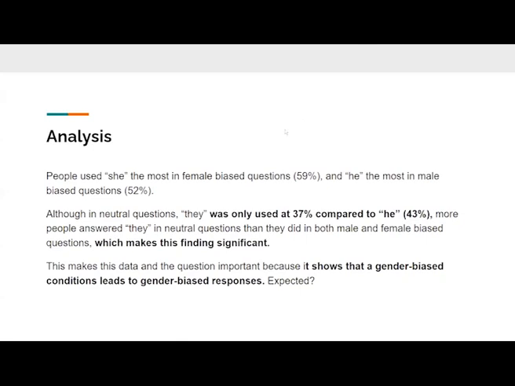It's important to note that our primary research question is important because by answering this question, we can clearly see that a gender bias condition more than likely leads to gender bias responses. So this was in line with our initial predictions.